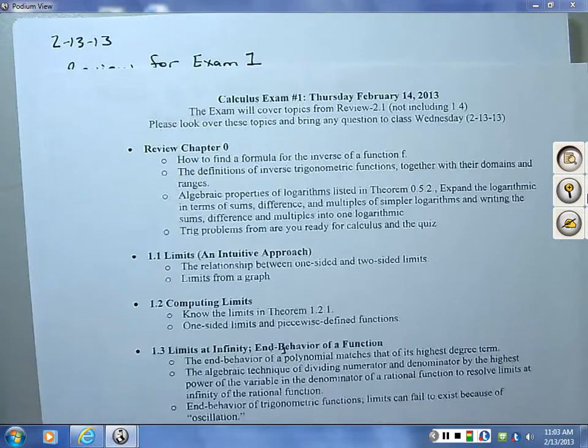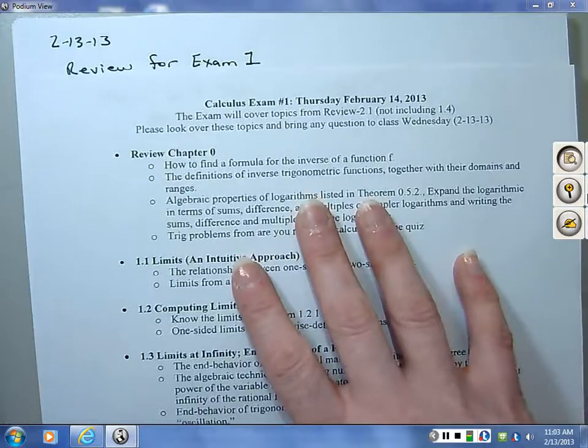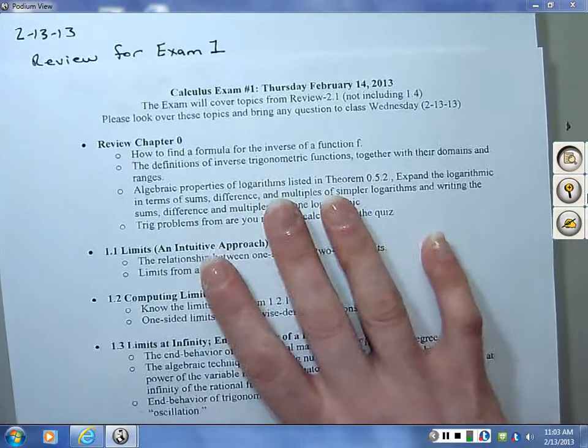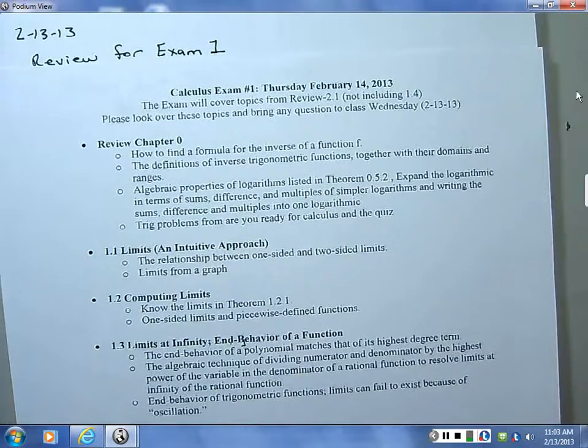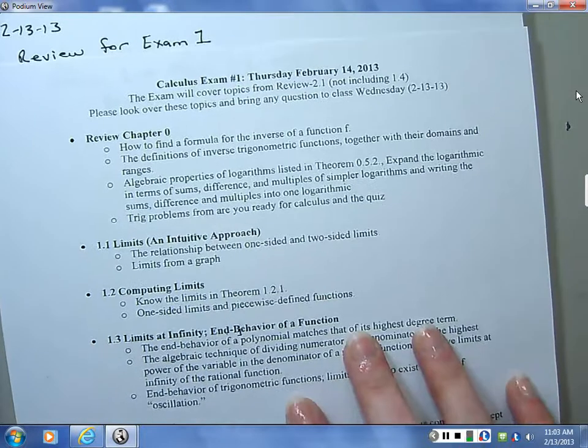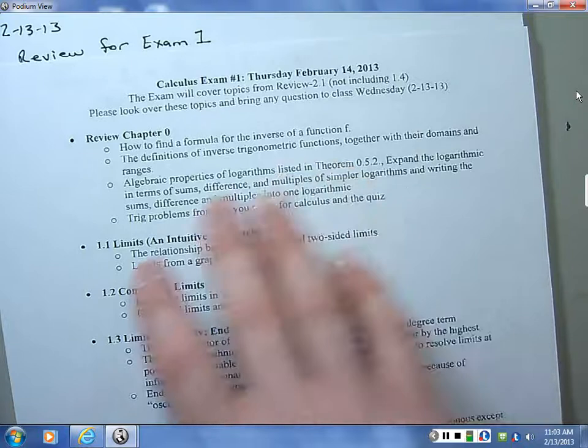The definition of trig functions together with their domain and range, that doesn't come up directly in this section. However, when we get to the limit and continuity, you need to make sure that the function exists at that point. So tangent doesn't exist at minus pi over 2 and pi over 2. So it's not going to be continuous there. So that really comes up later on to know where their domains and range lie.